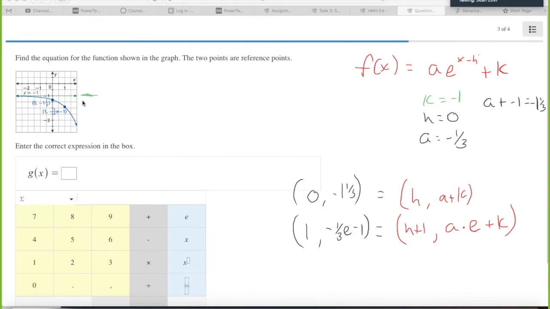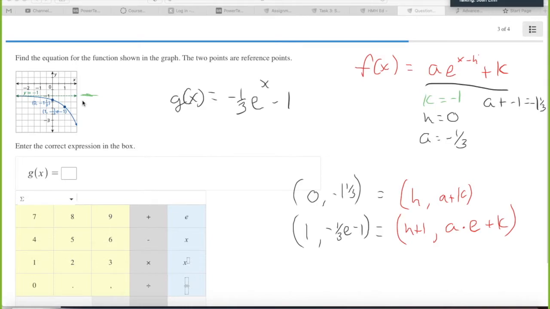So now we can write our function using this guy up here. So our g of x is going to be equal to a -1/3 e to the power of x minus h, which is 0. So we can just leave it at x, plus k. Oh wait, we know what k is, which is -1. So we'll erase that little guy there, minus 1.